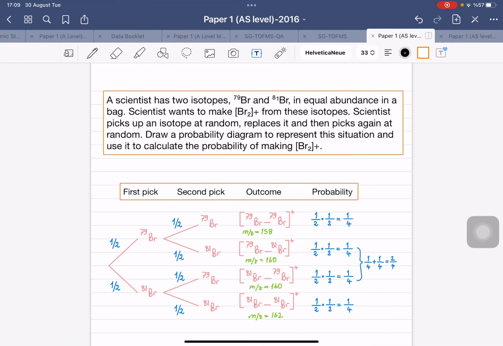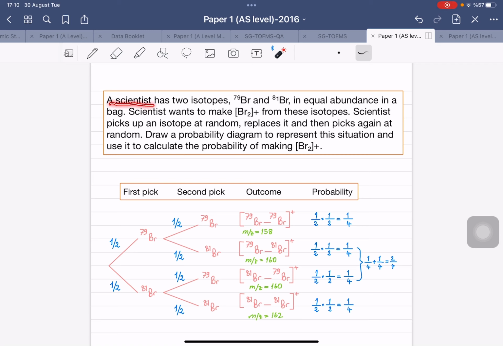In this video, I will talk to you about a probability diagram, which I have adapted from a math question. Okay, let's read the question first.